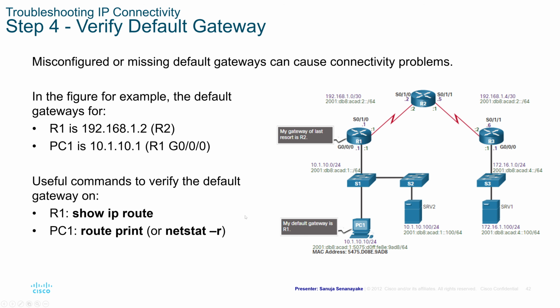Useful commands to verify the default gateway are show ip route on R1, and on the PC we can run route print or netstat -r on a Windows machine. Those will give you some information about the default gateway and the routes.